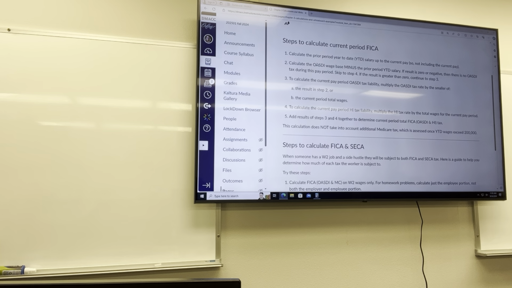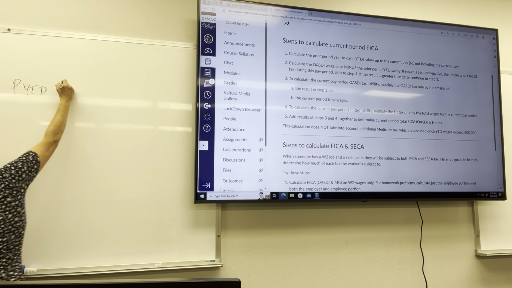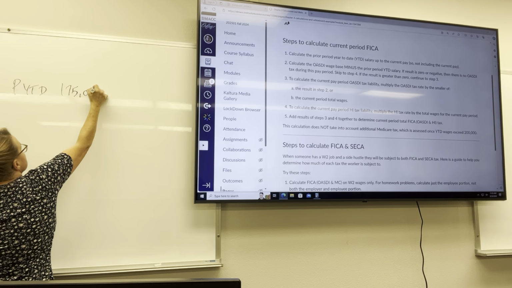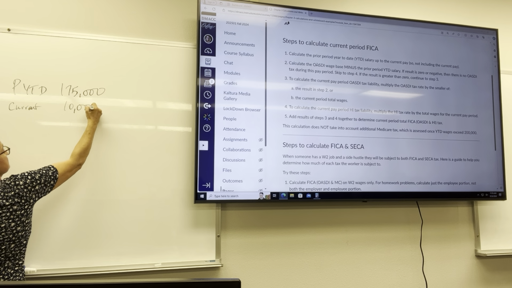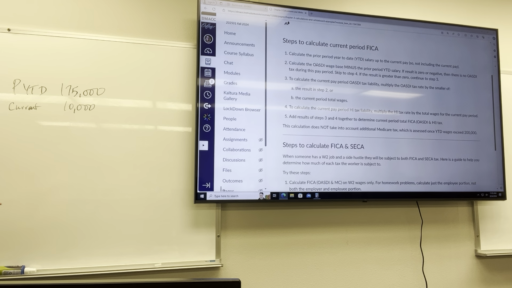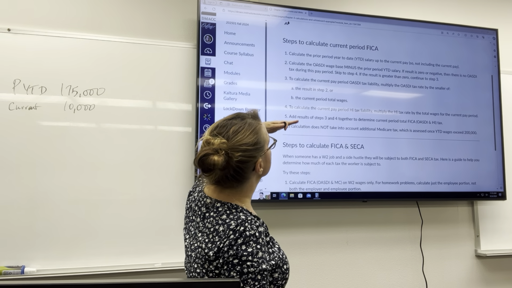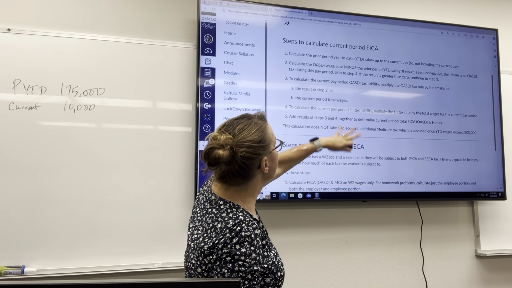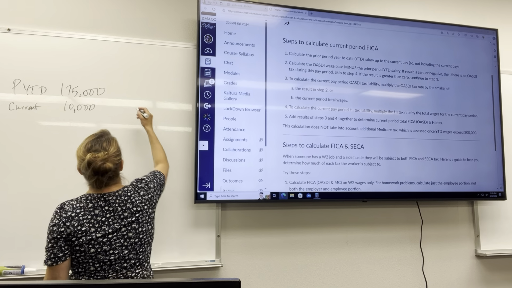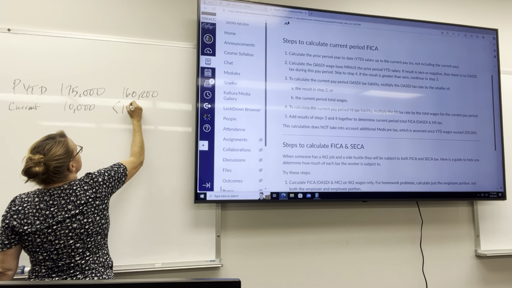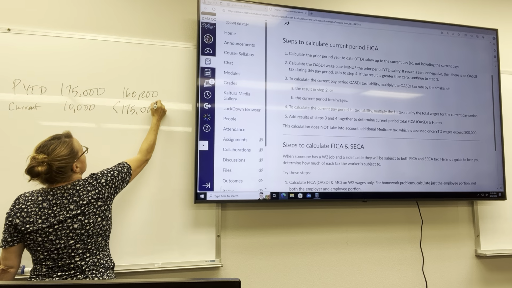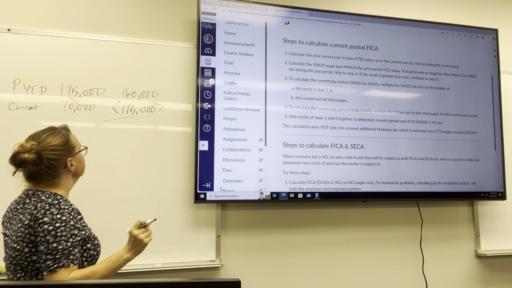Let's say their prior year to date is 175,000, and the current is $10,000. Go through the steps again. Take the wage base minus the prior period year to date salary. 160,200 minus 175. Oh, well, now we're into negative territory.